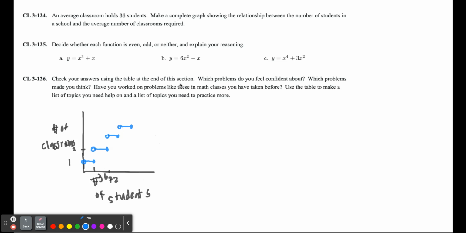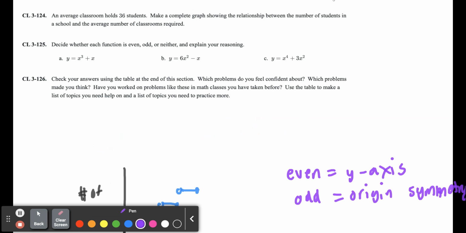Okay, so that's 3-124. And then for this one, 3-125, even, odd, or neither. So just remember, even is y-axis symmetry, odd is origin symmetry. So you just need to look at what the shapes of these graphs are.